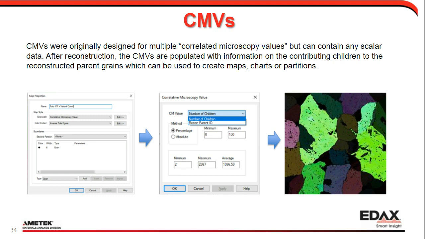The idea we had was to populate them with the number of contributing children to each parent grain, as well as an identifier. I'll come to that. And since you have that, you can create maps, charts, or use all the tools of OIM Analysis and use that information to investigate and characterize your material.